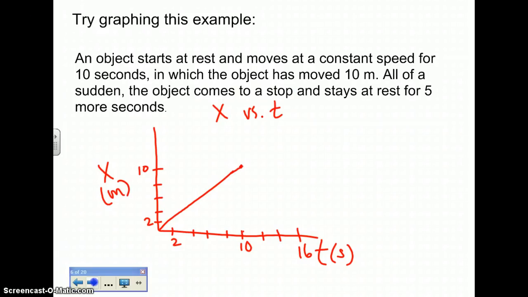It says, all of a sudden the object comes to a stop and stays at rest for 5 more seconds. So 10, 12, 14, 15 would be about right here. And it's staying at rest, so it's not moving any more additional meters up, i.e. y-axis. So this is what your graph should be looking like. All right, moving right along.